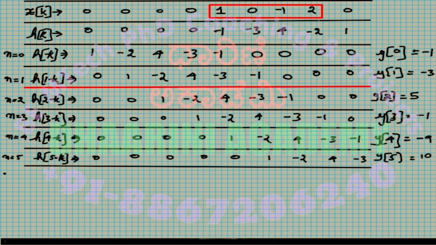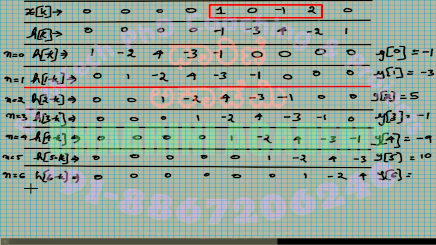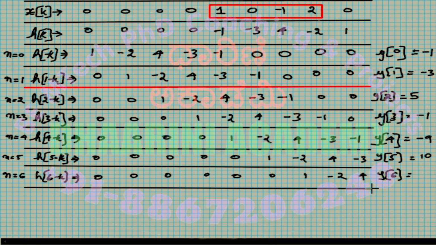Right, next I'll write n equal to 6. So I'm actually writing 6 minus k. So 0, 0, 0, 0, 0, 0. This 1 comes here, minus 2 comes here, 4 goes here, minus 3 goes out. So I'm supposed to calculate the y of 6. Minus 5. Okay. All right.